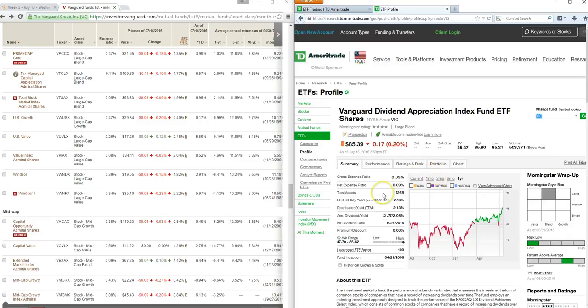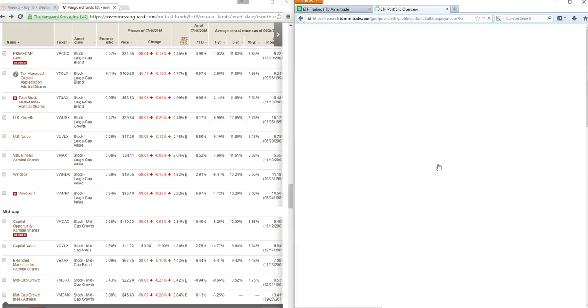And what we want to look for in a fund is how much does it cost us? I'm going to go over that next week. This is a very cheap fund, but fees are important. So again, I'll go over that next week. Let's see what's in this fund. Let's go look at the portfolio right here.